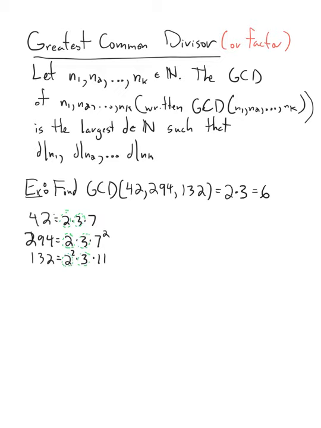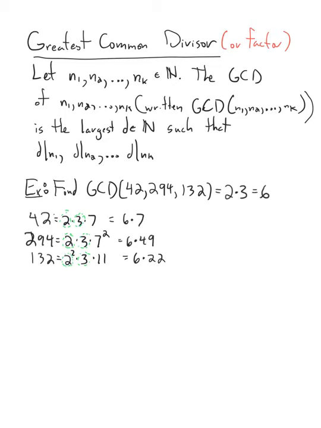So 42 I can write, if you like, as 6 times 7. 294 is 6 times 49. And 132 I can write as 6 times 22. And that's the greatest common divisor.